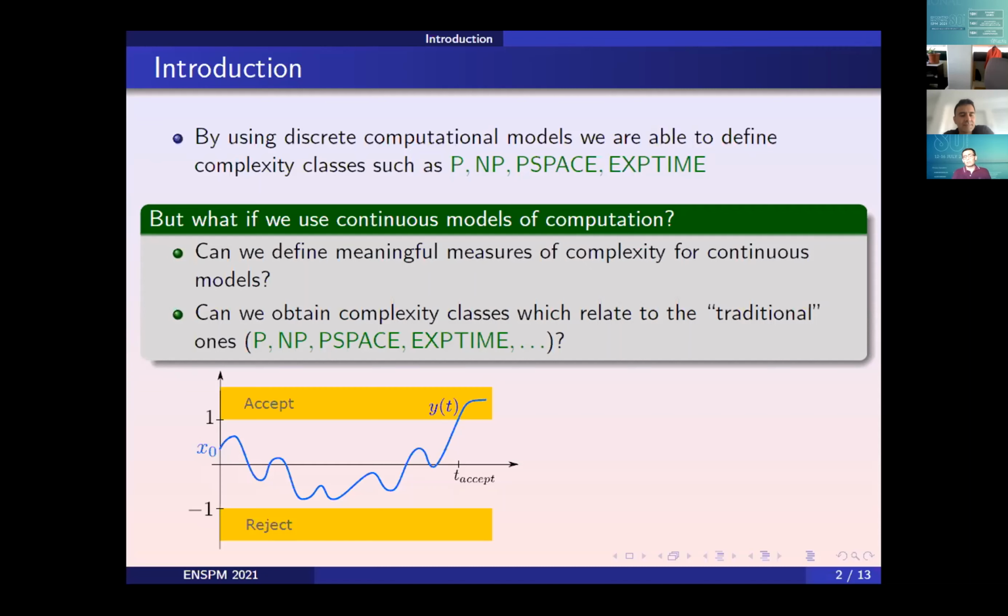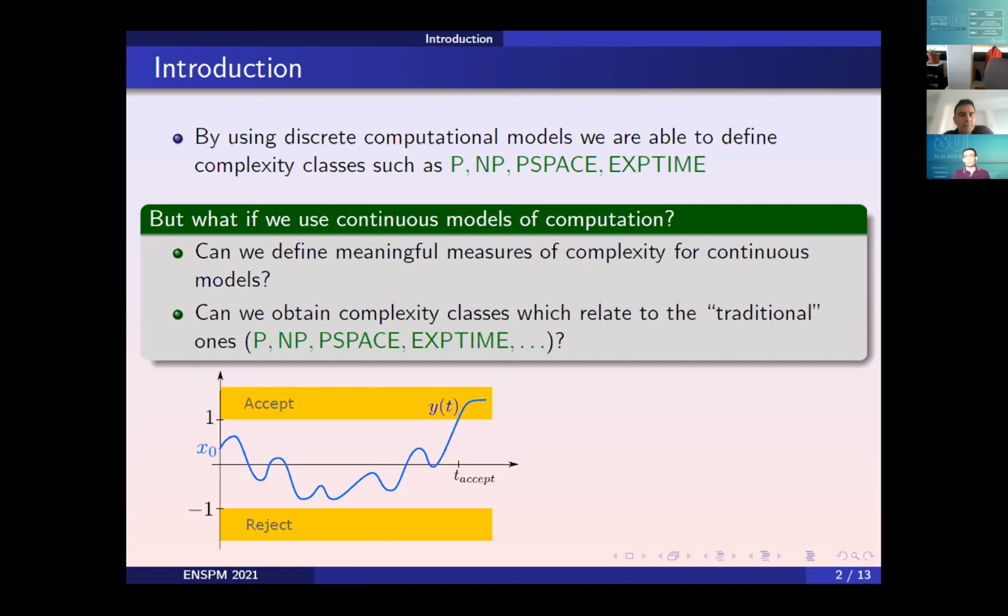And you might think, well, it's not that difficult to define the notion of time complexity, of space complexity. For example, here I can say that the time you need to accept is the time, here in the time variable, that you need until you reach the accept region. Well, it makes quite a sense. And you might say, well, this is computable in polynomial time if this time t accept is polynomial, for example, in the size or on the norm of x0.